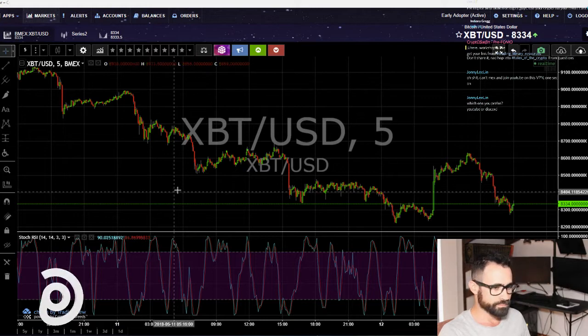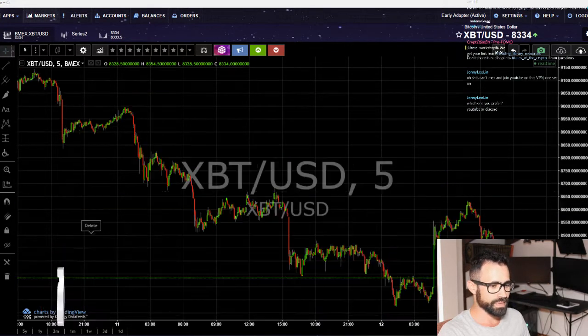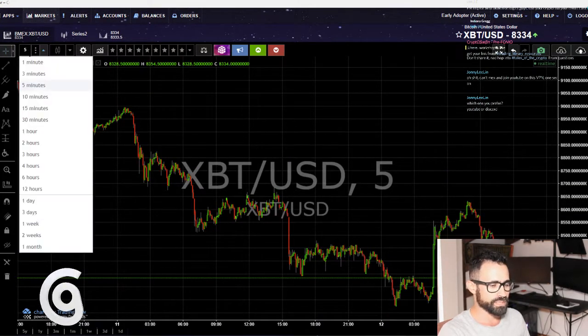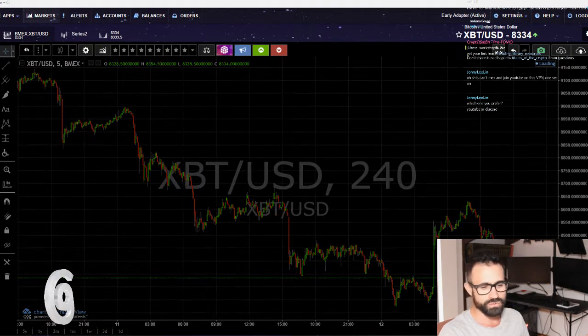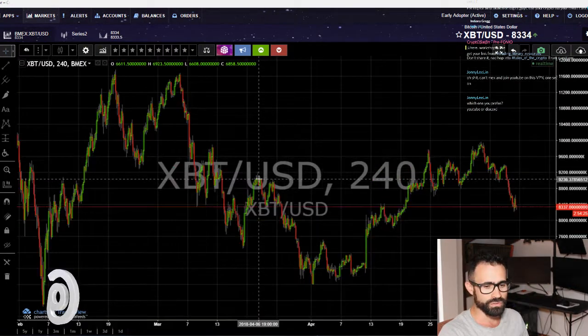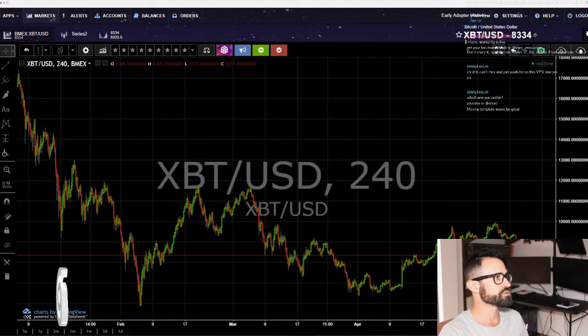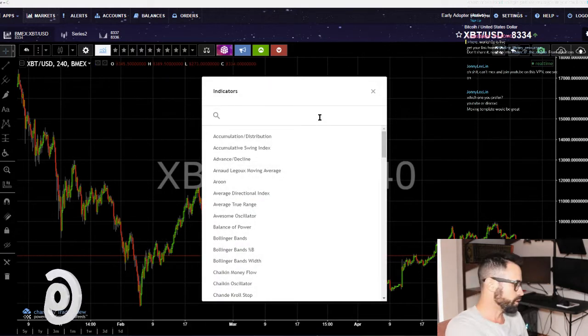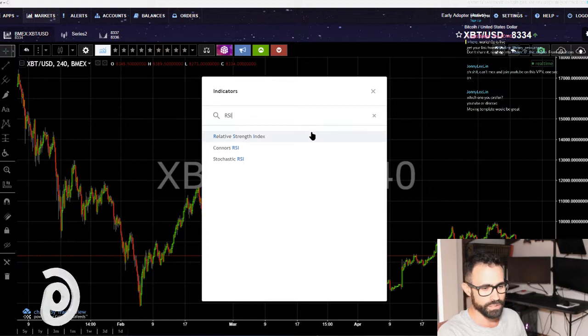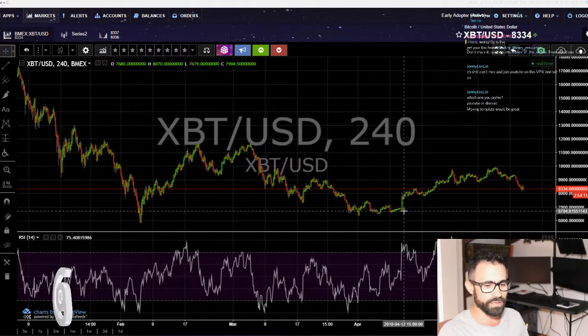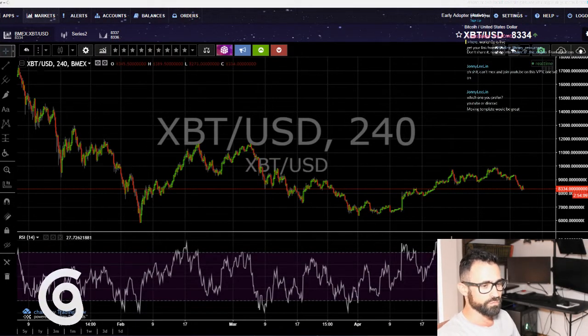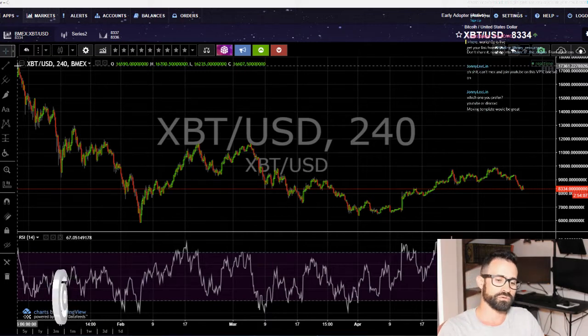All right, so I'm going to get rid of the stochastic, and right now we're going to look at XBT. Let's go to the 4-hour chart and start building out our strategy. First, we want to put some kind of momentum oscillator. You can go with the staple RSI, the relative strength index, and we're going to put that there. There's not even a volume here, so we could use a regular volume or on-balance volume.